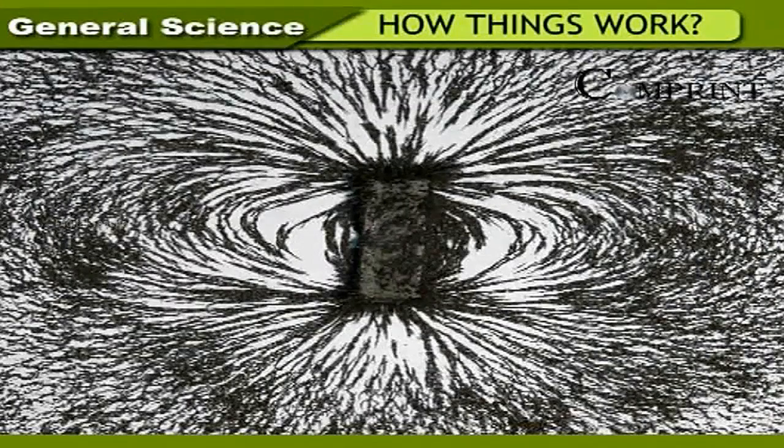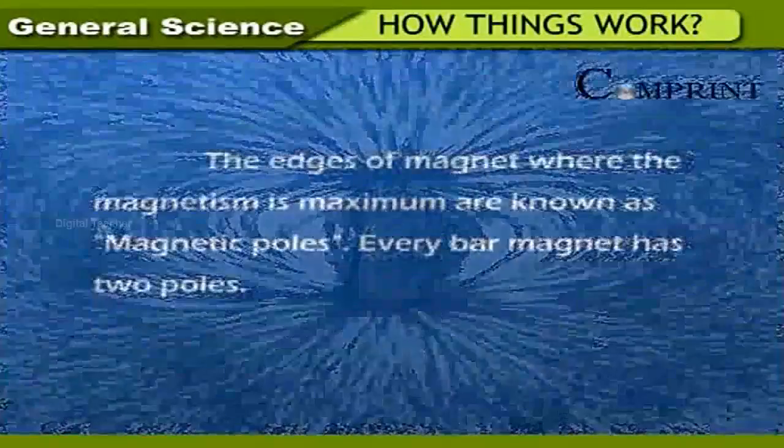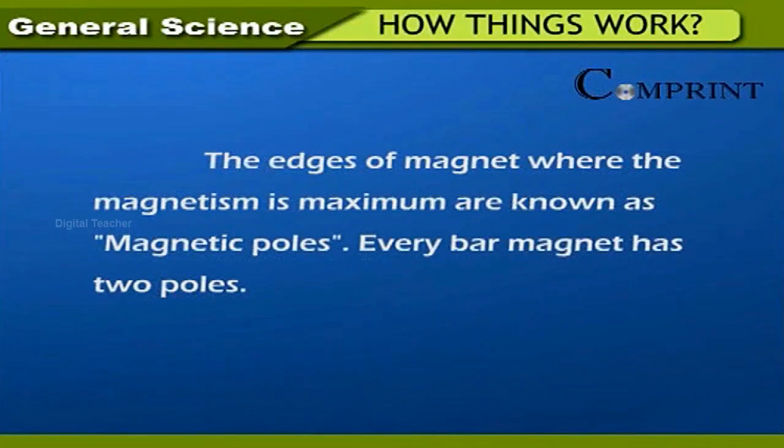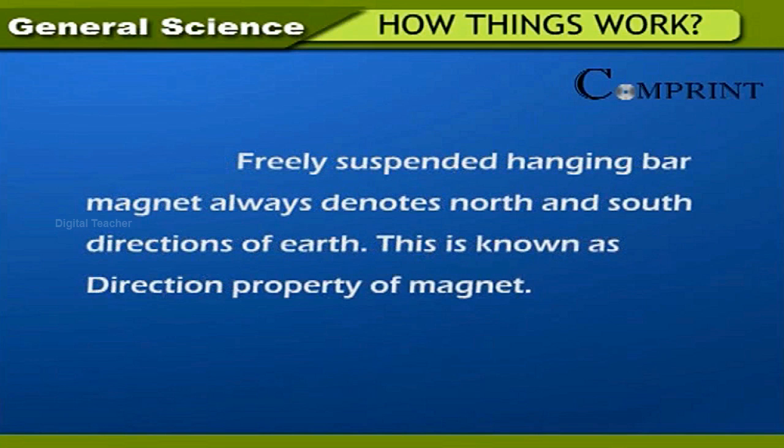It is observed that lot of iron filings are attracted at the edges and less filings in the middle of the bar magnet. So, it is understood that magnetism is more at the edges of a magnet. The edges of magnet where the magnetism is maximum are known as magnetic poles. Every bar magnet has two poles. Freely suspended hanging bar magnet always denotes north and south directions of earth. This is known as direction property of magnet.